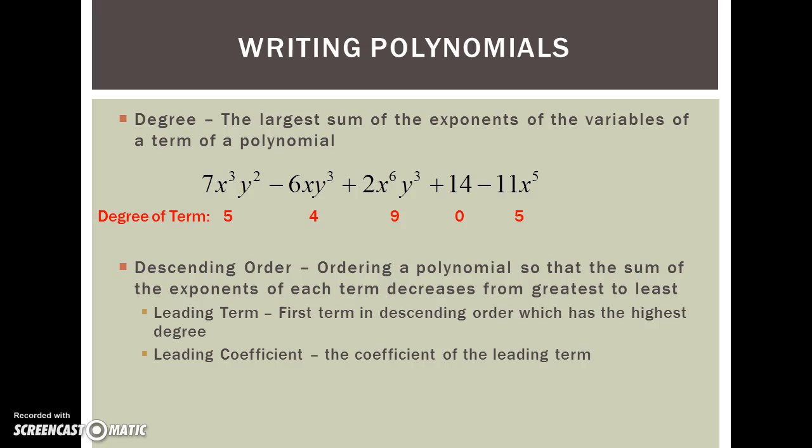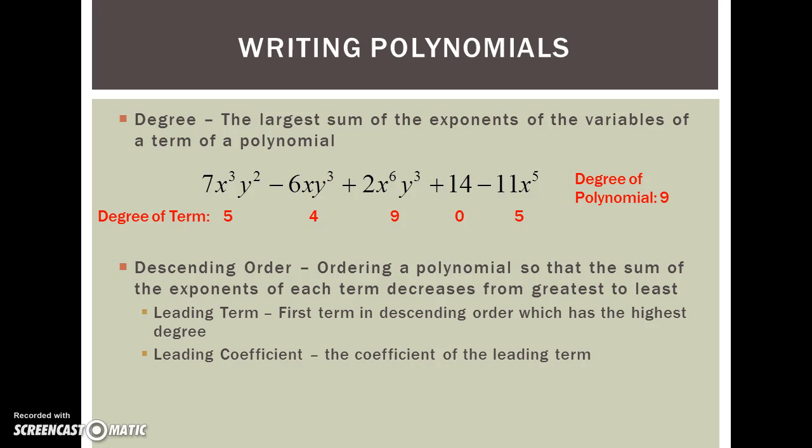So the degree of each term is determined by the sum of the exponents of the variables. The degree of the polynomial is the biggest degree of one of the individual terms. So the degree of this polynomial is 9, because we have a term right here in the middle that has a degree of 9. So the biggest degree of one of the terms becomes the degree of the polynomial.